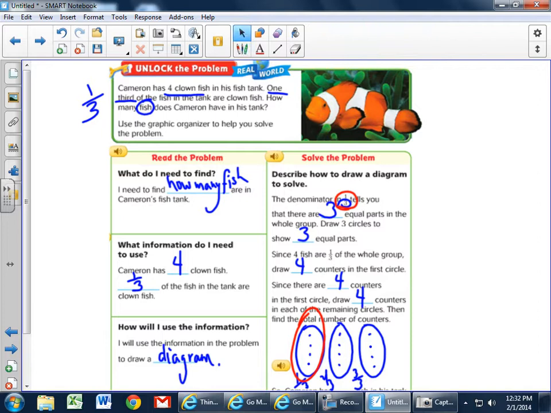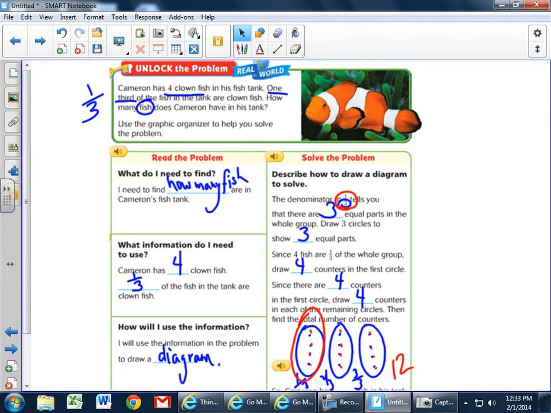So Cameron has how many fish in his fish tank? You're going to count 1, 2, 3, 4, 5, 6, 7, 8, 9, 10, 11, 12. So your answer is 12. So kind of going backwards from what we did yesterday, we knew the whole number, we were finding the fraction. Today we only know the fraction, and we're using it to find the whole number.